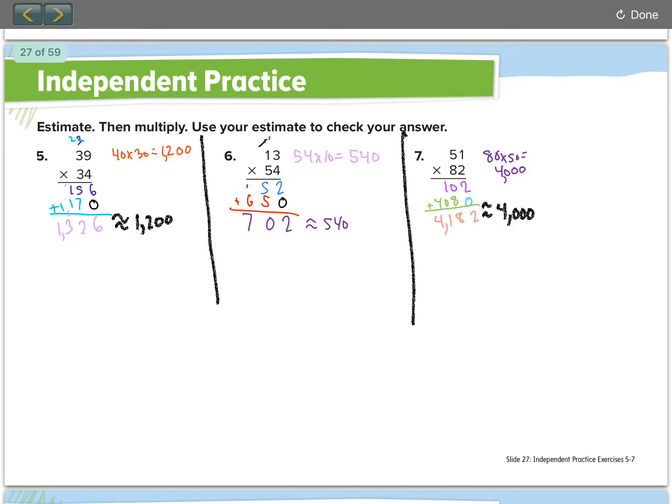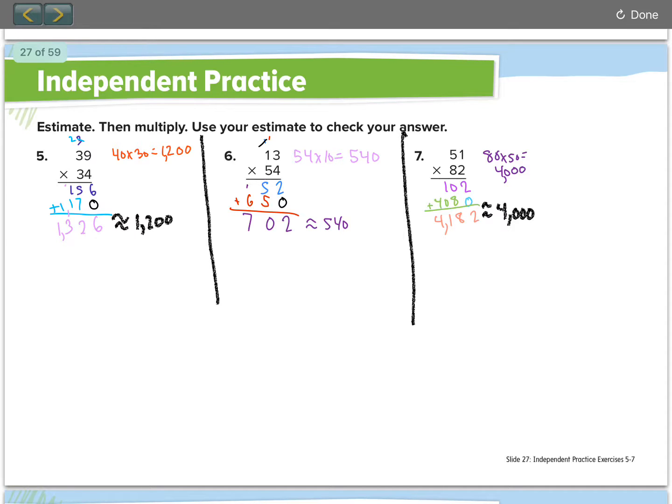Next I have to multiply the 5 in the tens column. Well, that's really a 50. So before I multiply that 5, I have to put a 0 in the ones column under the 2. Now that I've done that, I multiply 5 times 3, I get 15. I record the 5 in the tens column and I carry my 1. 5 times 1 is 5 plus 1 is 6. So now I have 52 plus 650. When I find the sum, I get 702. 702 is close to 540, so I feel like I'm accurate.